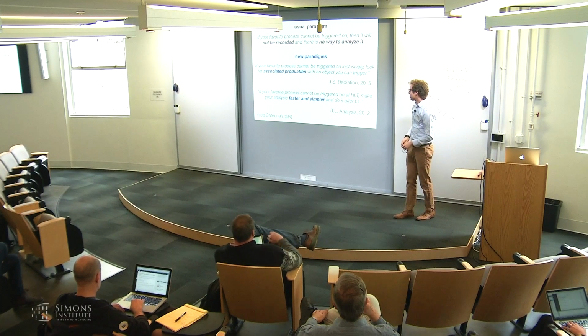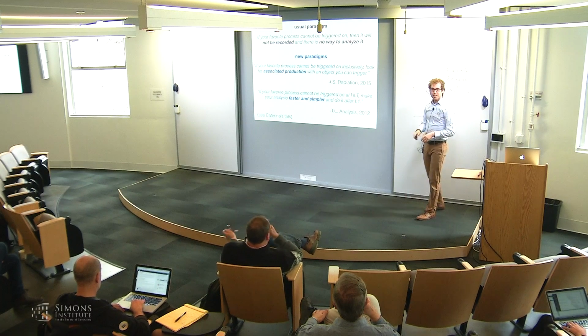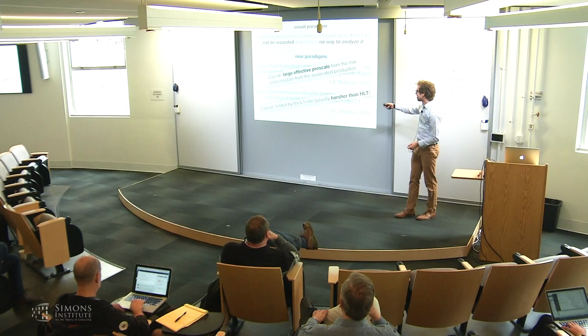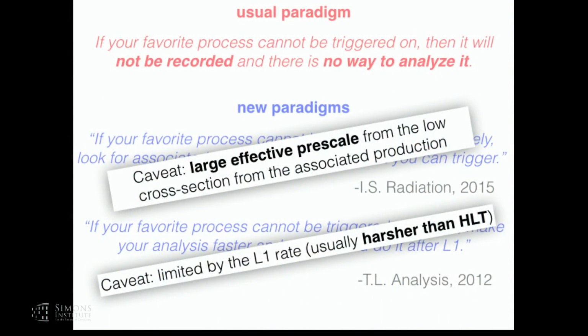Okay, so I want to talk about a possibility for a new paradigm, because these have problems. One is that there's a large effective prescale from requiring this extra thing to be produced. The cross-section for the extra thing is very small, so you pay a large price. And in the trigger level analysis case, you still have to pass the hardware trigger. You can never beat the hardware trigger, so all your analysis still happens at the software trigger, and usually the harsher penalty is in the hardware trigger.